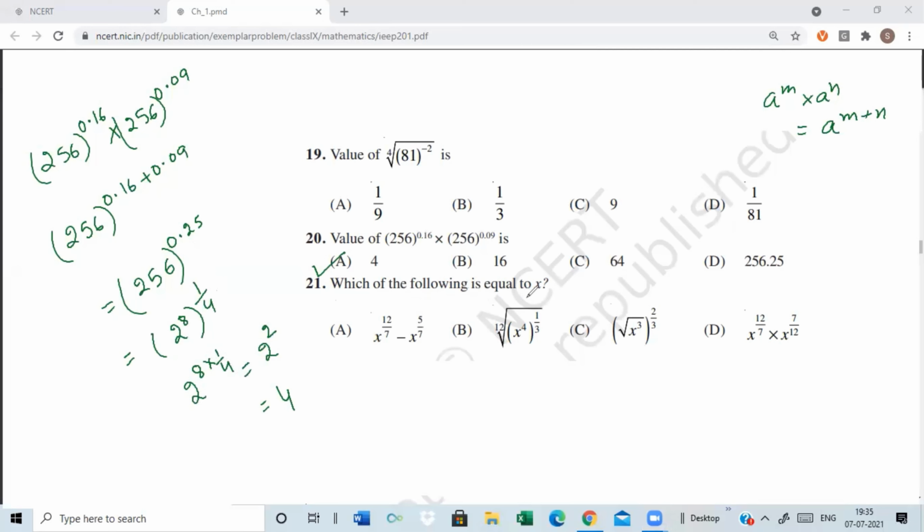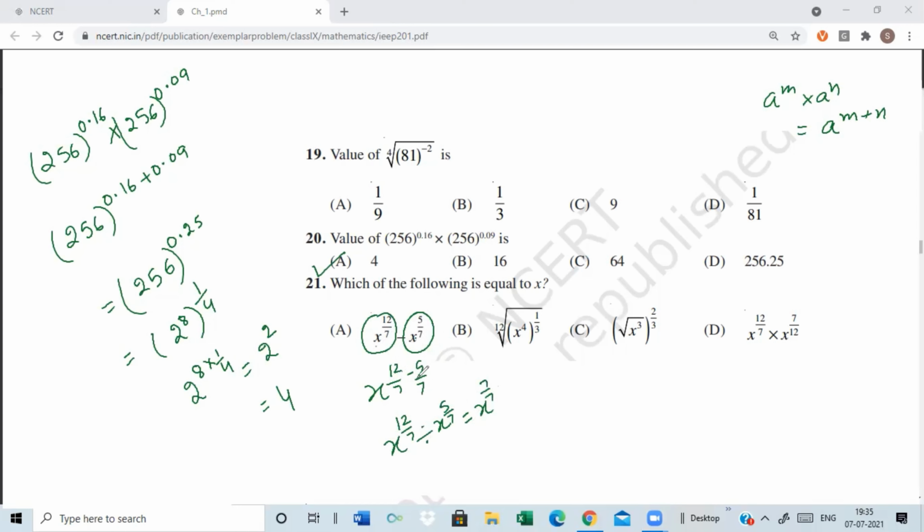Now question 21, which of the following is equal to x? Means we have to simplify this. It's very simple. Now, the option A. Many students will do this as x raised to power 12 by 7 minus 5 by 7, which is wrong because it's not division. They are subtracting this, right? And these are different terms. These are unlike terms, we cannot subtract, correct? Don't mix it with the thing which shows that x raised to power 12 by 7 divided by x raised to power 5 by 7 would be equal to x raised to power 7 by 7.